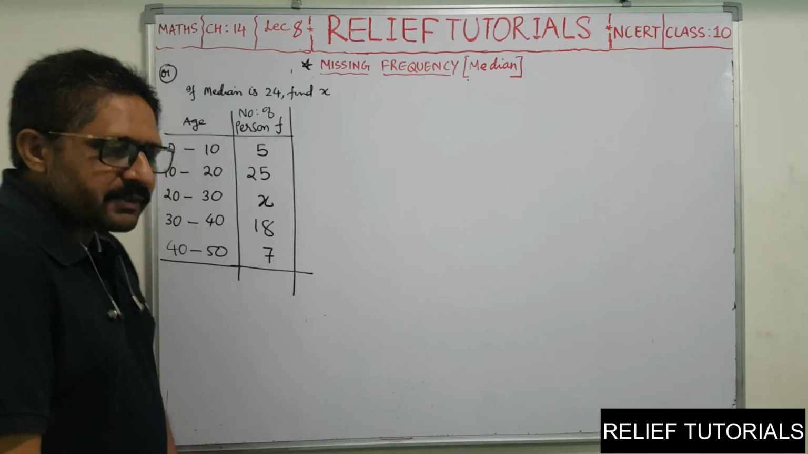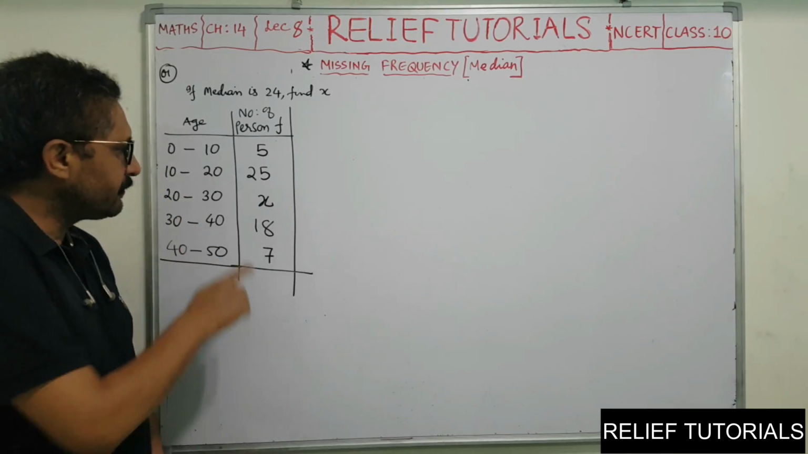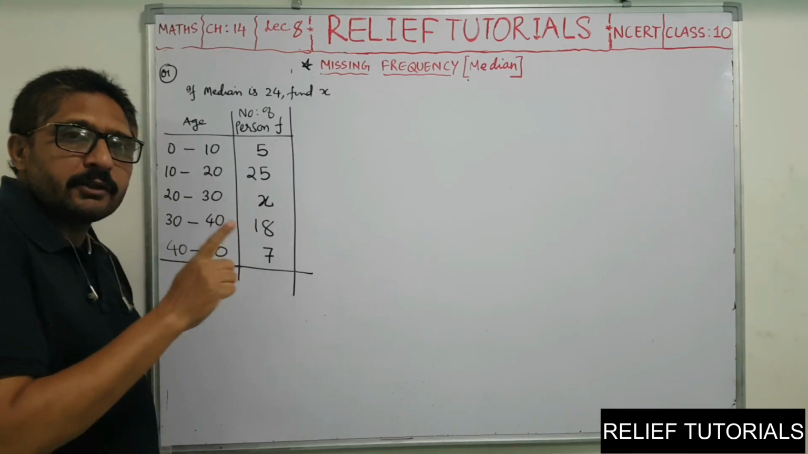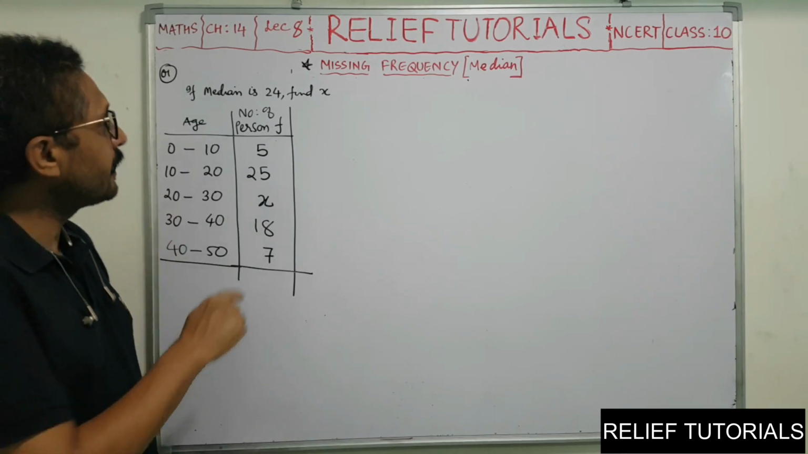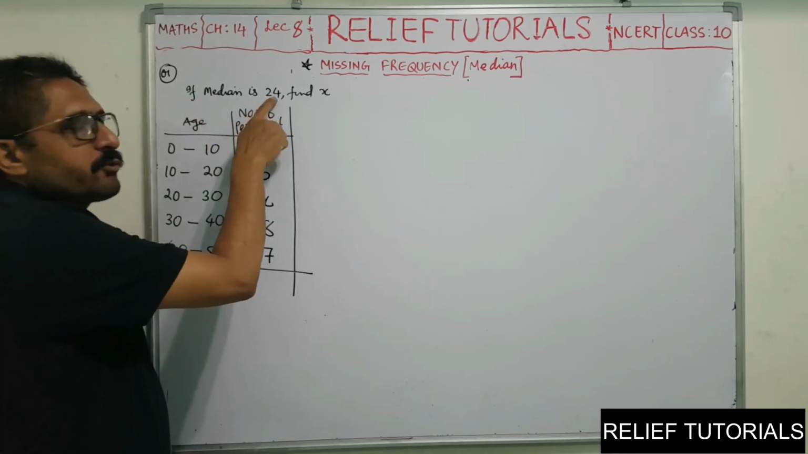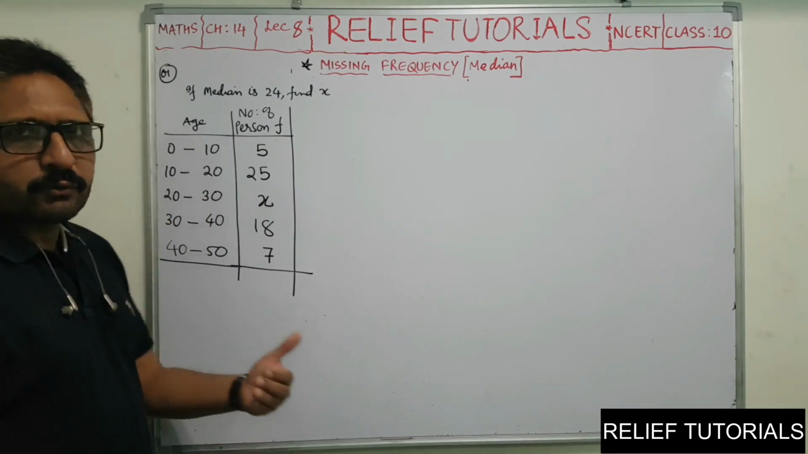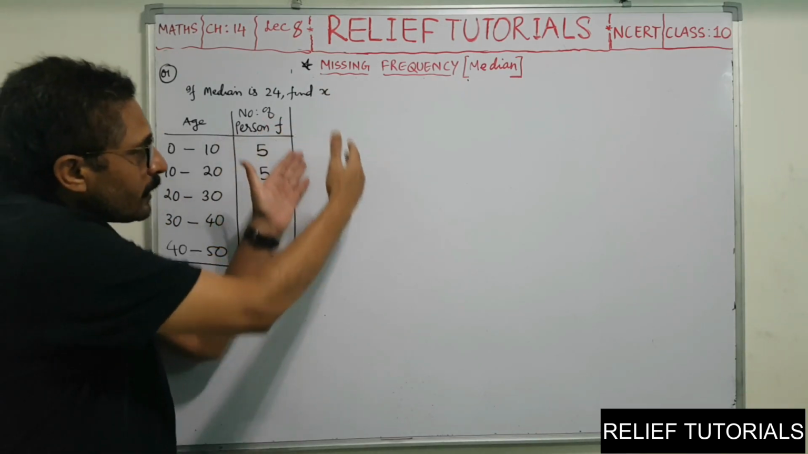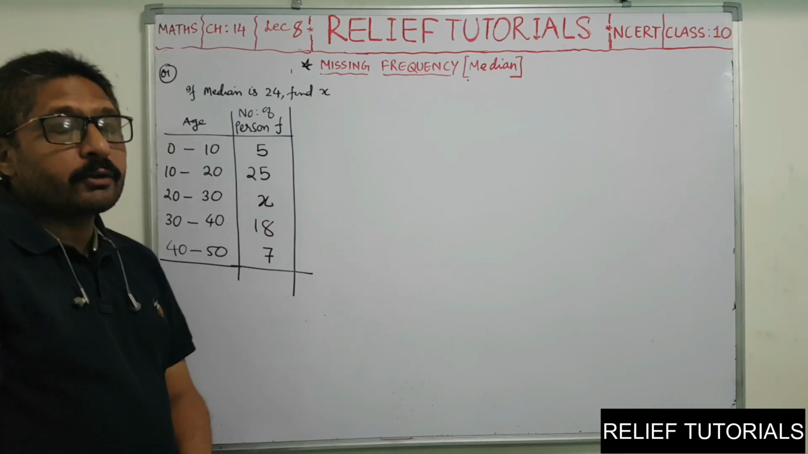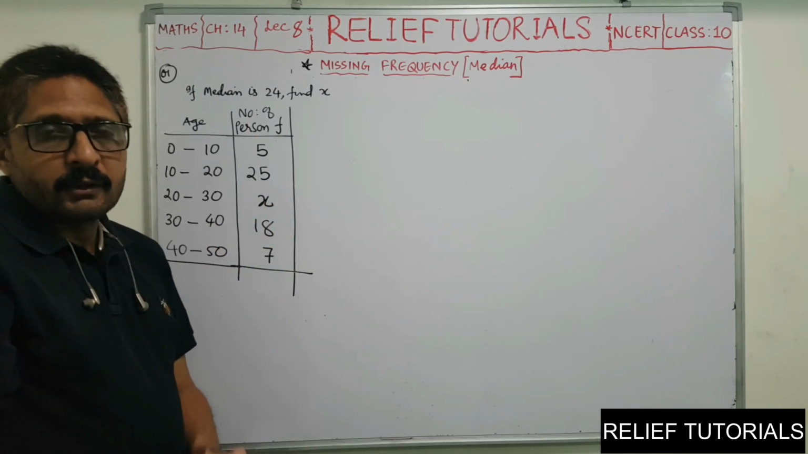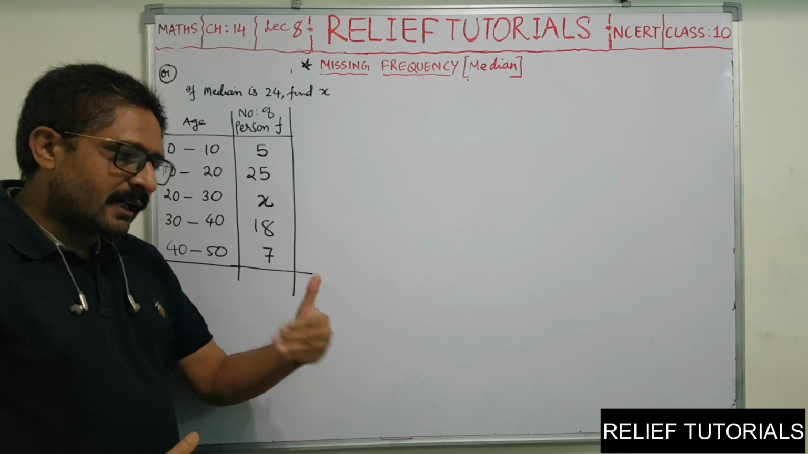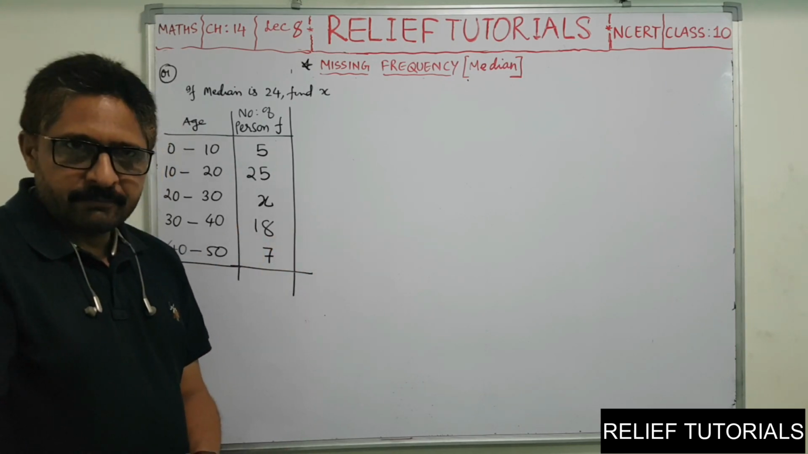You remember yesterday's lecture I told you that if one frequency is missing, you should have one piece of information, and that information is the median is 24. You have to find x. You know how to find the median and what columns are required in the table in order to find the median. We are familiar with that. So we'll start finding the median.